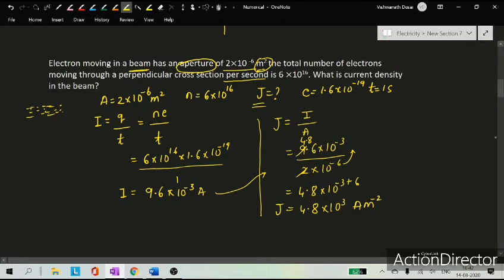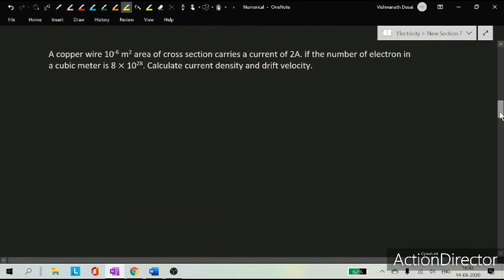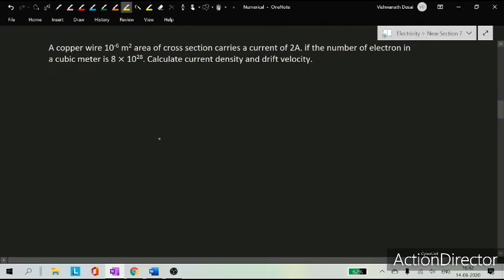So let us move to the next question now. The next question is here, the third question. A copper wire of cross section 10 to the power minus 6 meter square. So area is given; immediately you can note it down. The area of copper wire is 10 to the power minus 6 meter square. The copper wire carries a current of 2 amps.